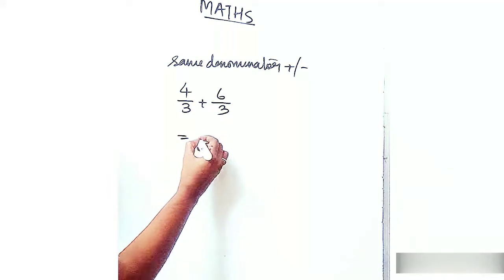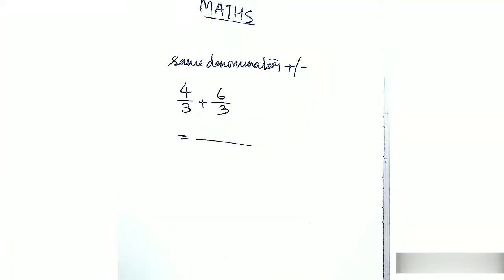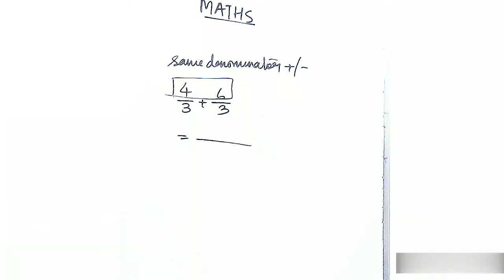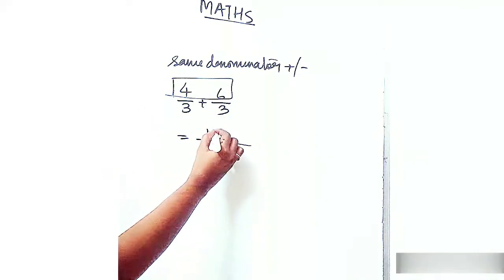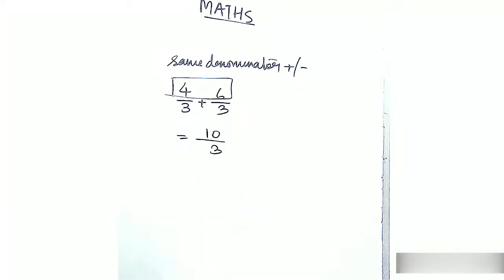So what will it be? You are not going to add 3 and 3. That is wrong. You have to add only the numerators. 4 plus 6 is what? 10. So 10 upon 3. Can I simplify this? No. 10 and 3 will not come in any of the tables. So this is a basic condition.